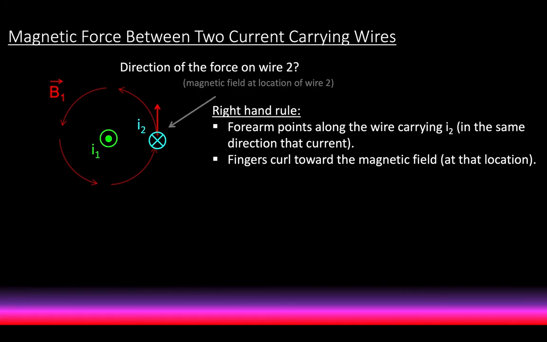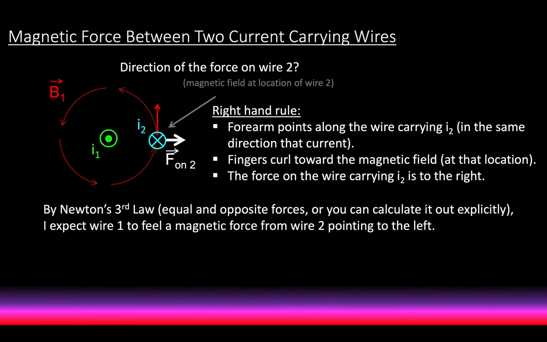What if the currents are flowing in opposite directions? Well, from the right-hand rule, my forearm is now pointing into the computer screen. If I pivot my wrist, I curl my fingers up towards the top of the computer screen, and I find my thumb is pointing away from wire 1. And so the force on wire 2 is to the right.